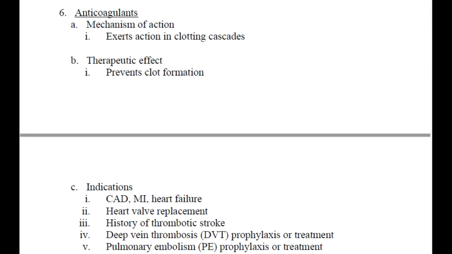So now let's talk about anticoagulants. Anticoagulation is part of the treatment for myocardial infarction. Before we talk about anticoagulants though, it is very important to distinguish the difference between platelet aggregation inhibitors and anticoagulants, because sometimes some people use them interchangeably.